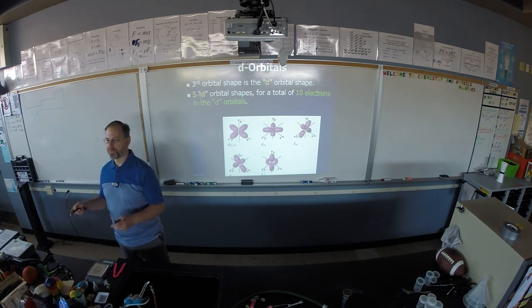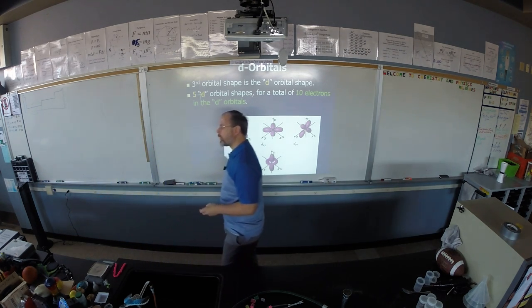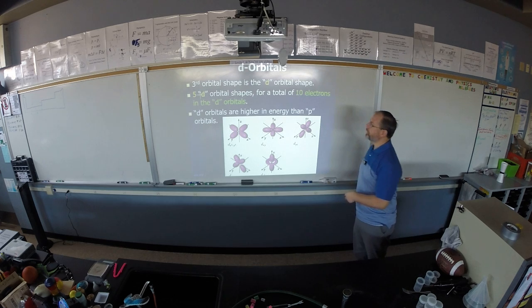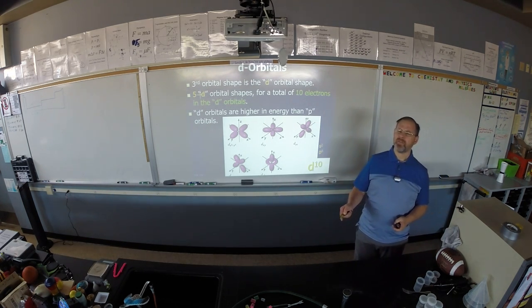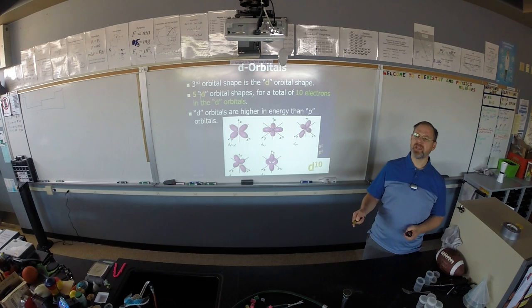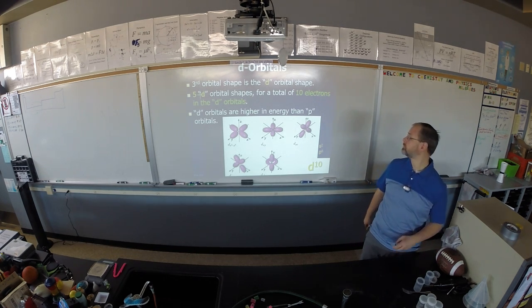Okay, we'll talk about why it's pushed down in a little bit. But for now, just understand that the d orbitals are d10. This is 3d1. Titanium is 3d2. Vanadium is 3d3. Zinc is 3d10. Make sense? Okay.